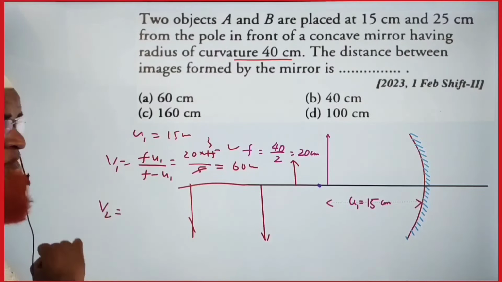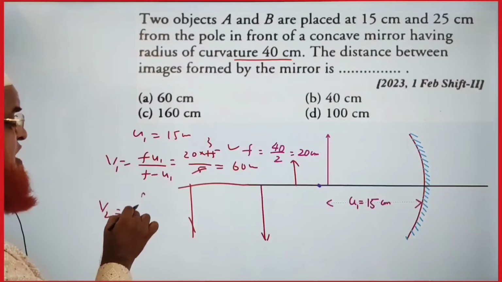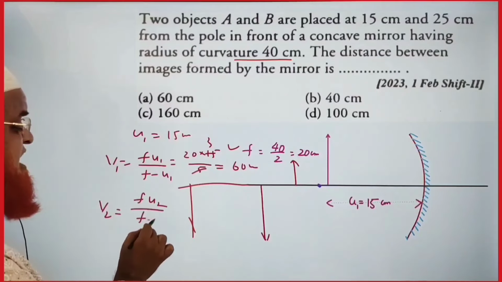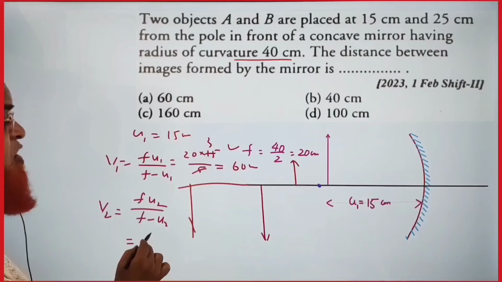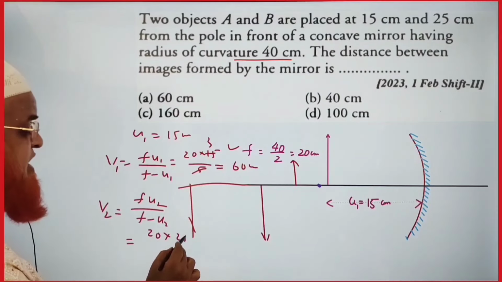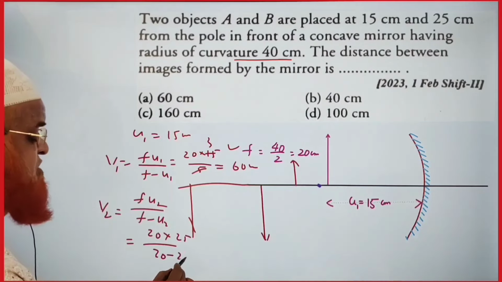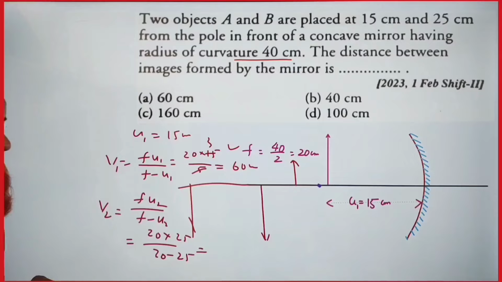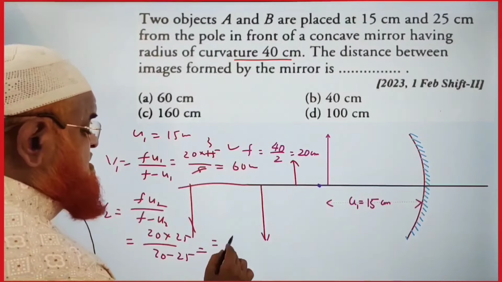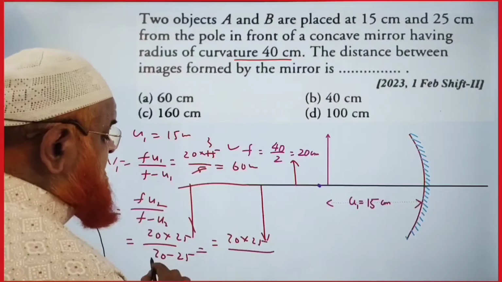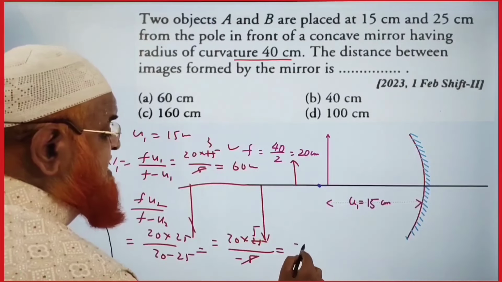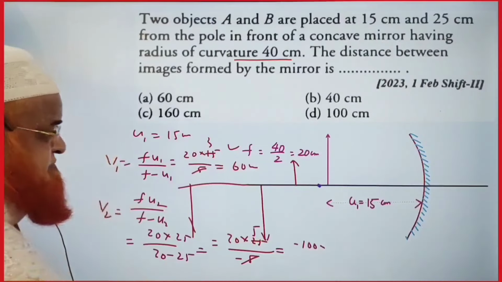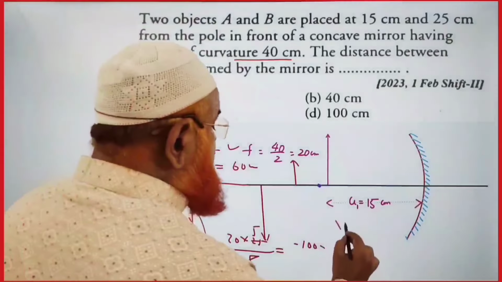Second image distance you have to find out, v2. And how much it is going to be? f u2 by f minus u2. So if you substitute here, you will be getting how much? 20 into 25 by 20 minus 25. So this is 20 into 25 divided by minus 5. So we're getting how much? Minus 100 centimeters.